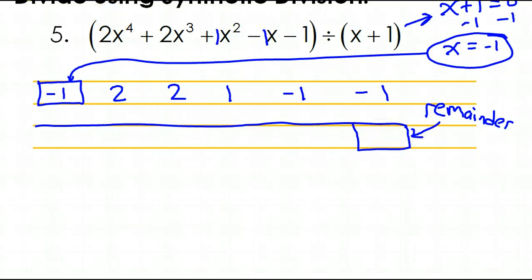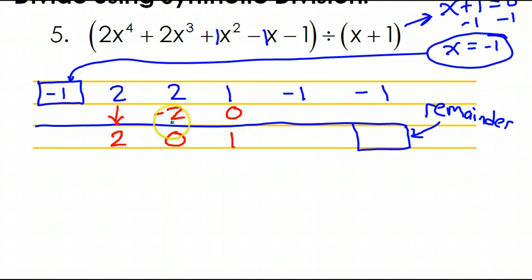So here is the process. First thing you do, the first number you just bring straight down. So that's 2. Once you have that number, you multiply it and put it in the next space. So 2 times negative 1 is negative 2. And then you just combine like terms and repeat. So if I put these together, I get 0. So again, I multiply and put it in the next available space. So 0 times negative 1 is 0. Combine like terms, that's 1.